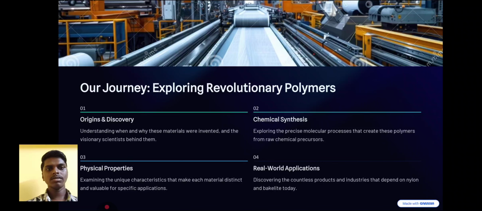Third one, physical properties. Examining the unique characteristics that make each material distinct and valuable for specific applications. Fourth one, real world applications. Discovering the countless products and industries that depend on nylon and bakelite today.